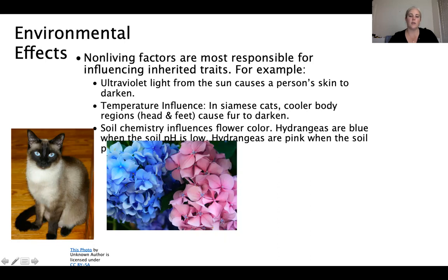And this is going to be where they're blue when the pH is low. So we're talking like 1, 2, so a more acidic pH. And they're pink when the soil is more basic. And you can actually do this naturally. You can buy supplements at the store.